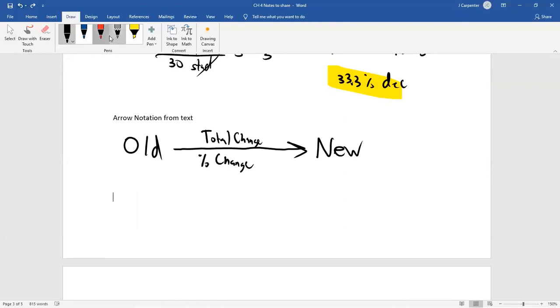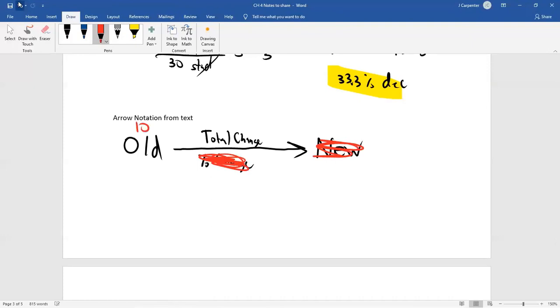Now, they might not give you these two numbers. They may give you the old and the new, and you have to find them. You may have to find this, and you may have to find that. Or maybe they give you the old and the total change, but they don't give you the new and they don't give you the percent change. There's actually a way to figure that out.